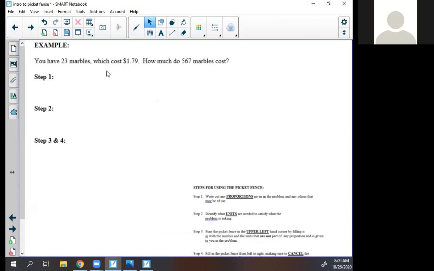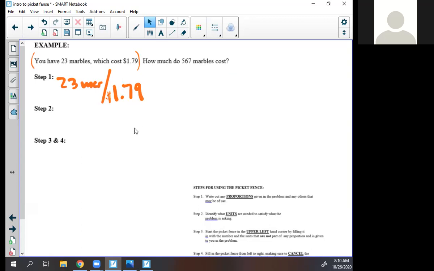Step 1, you have 23 marbles, which cost $1.79. How much do 567 marbles cost? Step number 1 is to write out proportions. It's weird, but it's right here. There's a proportion. You have 23 marbles per every $1.79. That's a proportion. It's given to me right here. How much do 567 marbles cost?